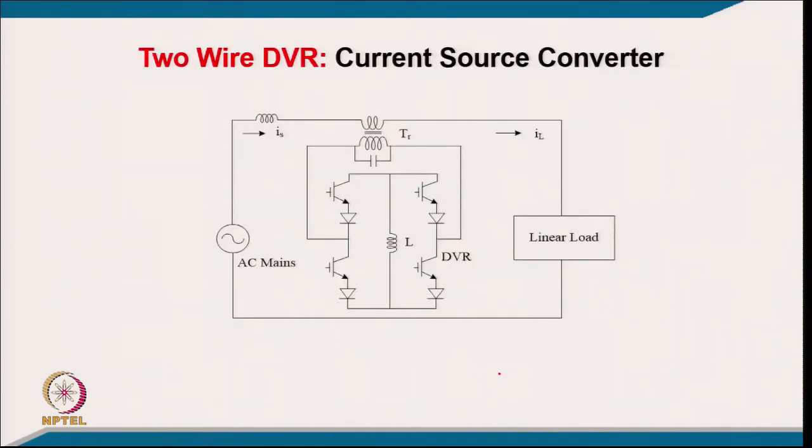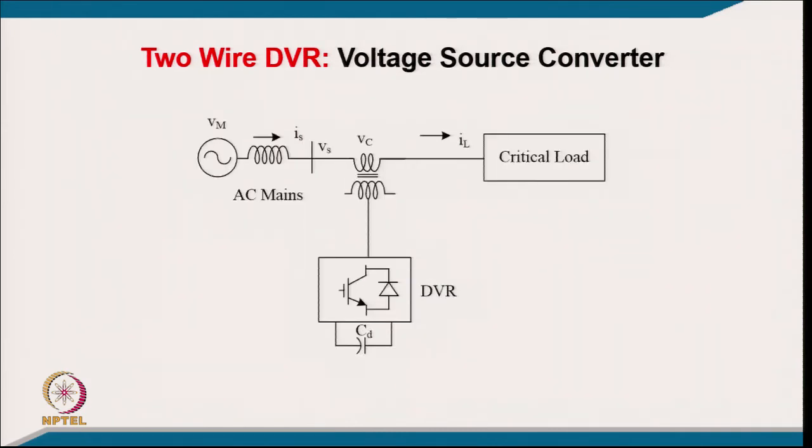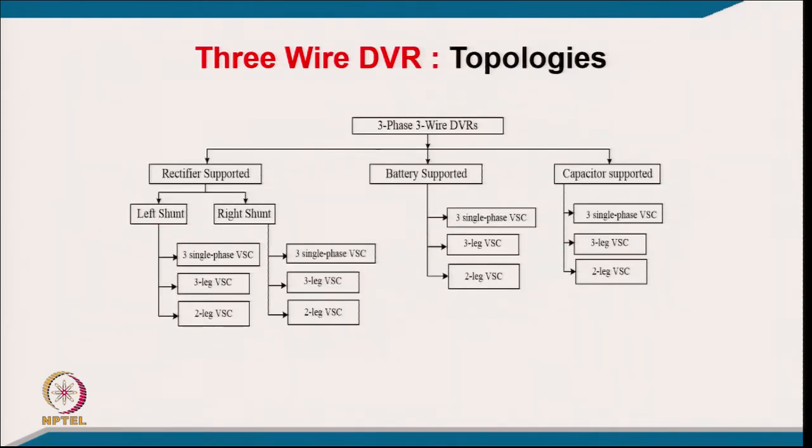Coming to the supply-based classification, which we already mentioned, it is a single phase, I mean 2-wire DVR with the current source converter, which we already discussed across the load, and this is single phase with the voltage source converter DVR. And then coming to the 3-wire DVR topology, which we classified into different categories. Of course, this classification can go into single phase also.